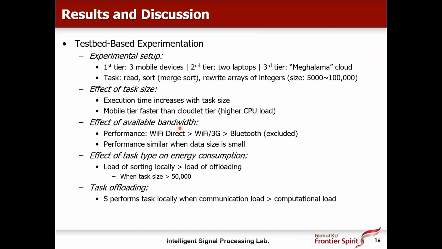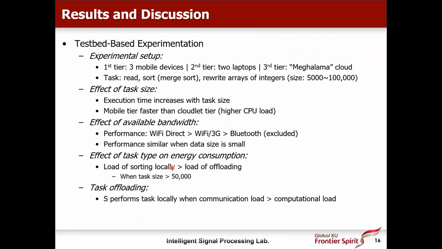And the effect of the bandwidth is that they found Wi-Fi Direct had a much higher performance than Wi-Fi and 3G, and they excluded Bluetooth from the experiment because they found its performance was just not good enough. But when the data size is small, what they observed is that the performance is actually similar between all the different methods. So, effect of task type.